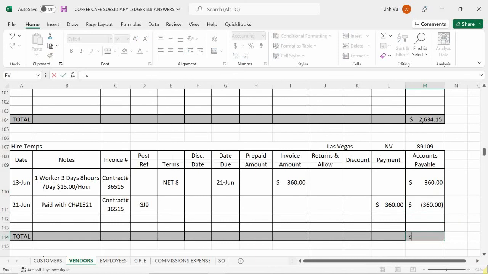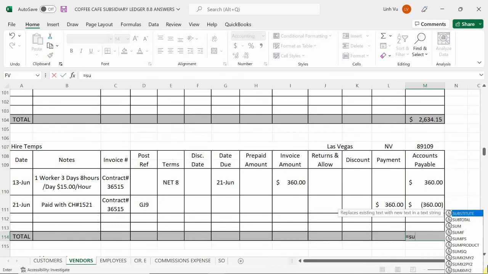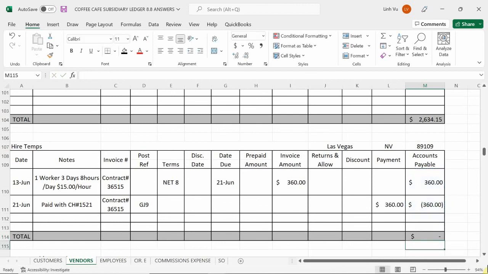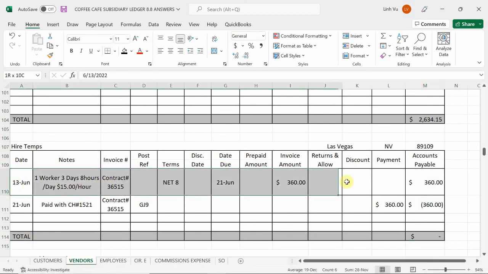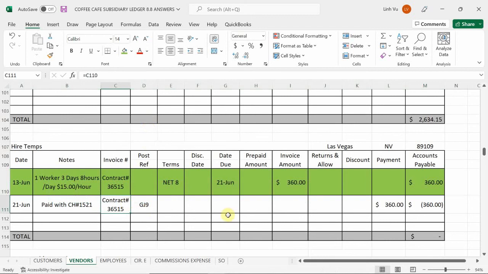So if you do your equal sum here, you should owe 0 to Hire Temps. I'm going to highlight this green to ensure that we made a payment on a bill. Green means it's been done. It's good to go.